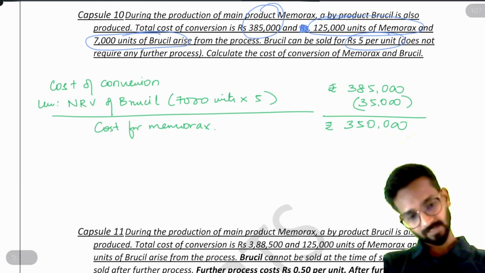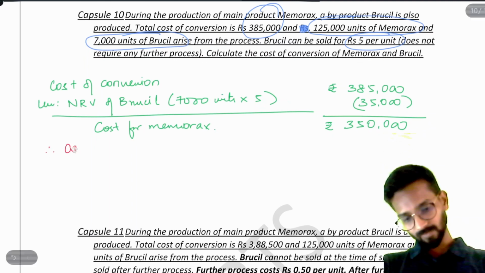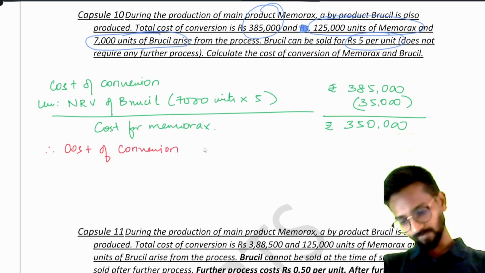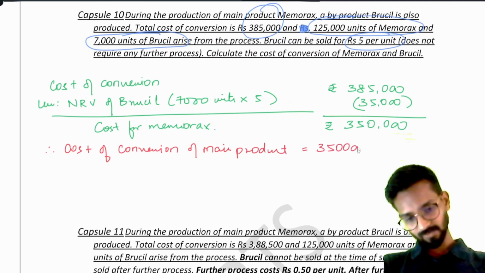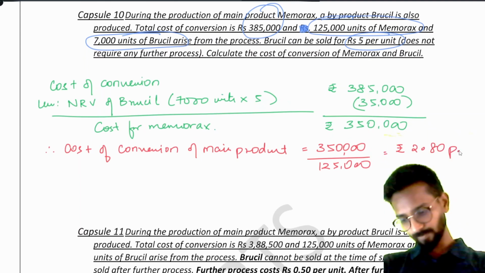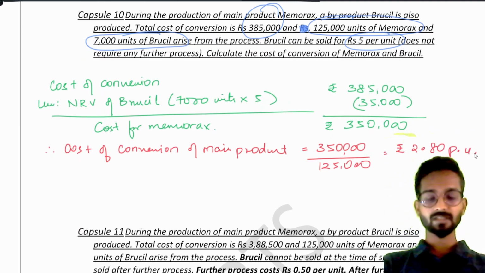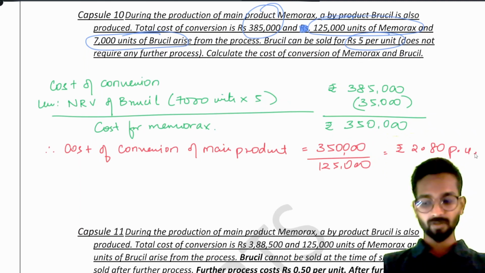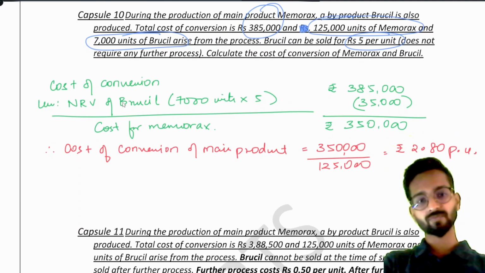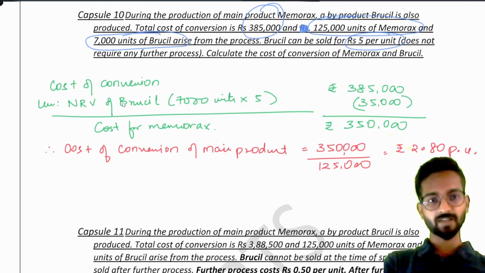Now you can say that therefore the cost of conversion of the main product is 3,50,000. How many units of Memorex? 1,25,000. It means rupees 2.80 per unit. Simple. This is how you are supposed to calculate the cost of conversion of the main product. Now remember, the cost of conversion for Brucil you are not supposed to find. You will just remove that from the main cost. You will remove the net realizable value.